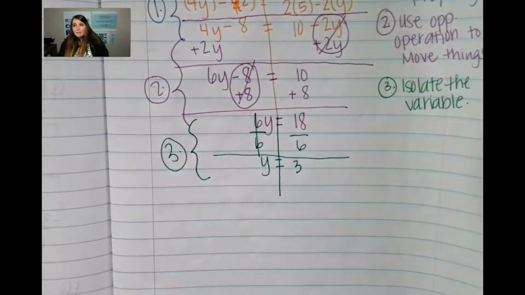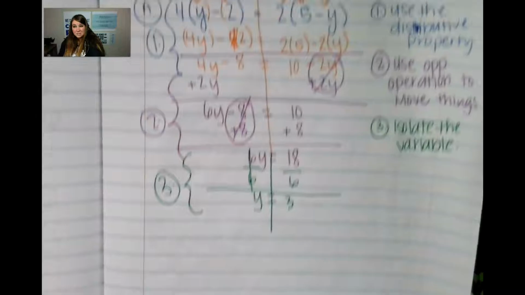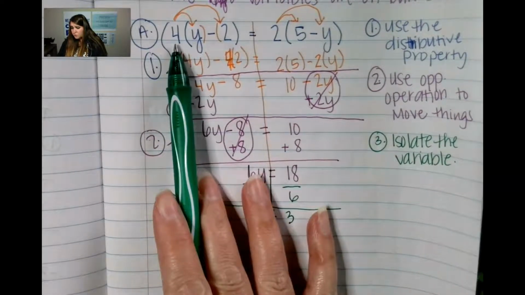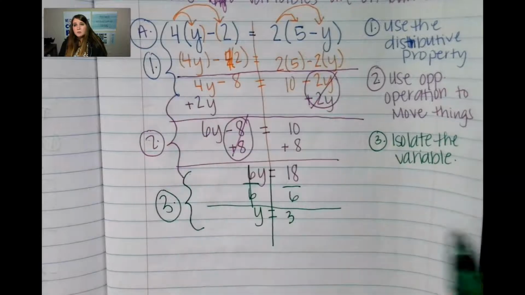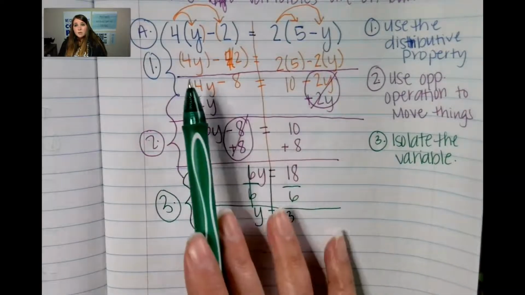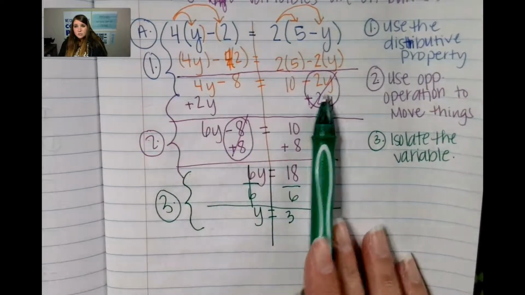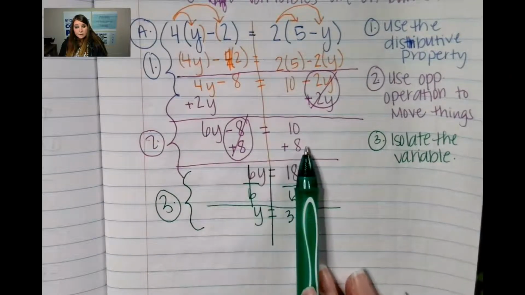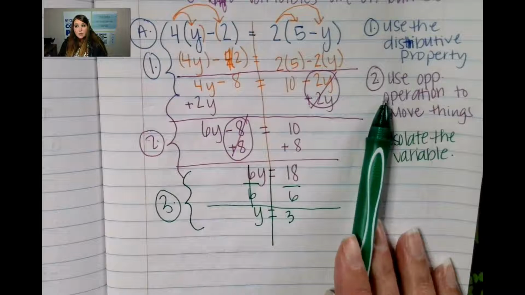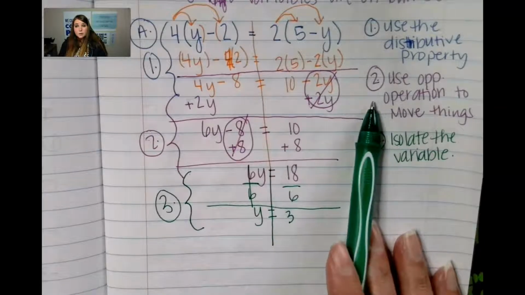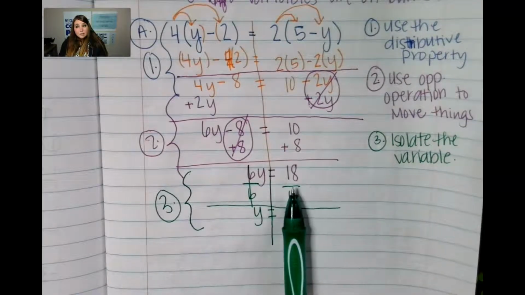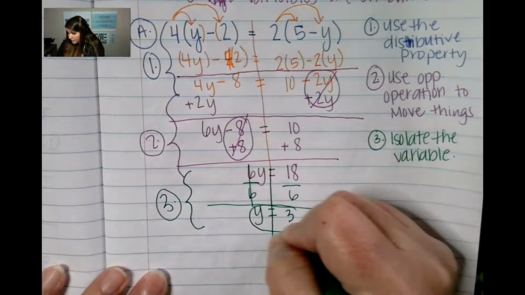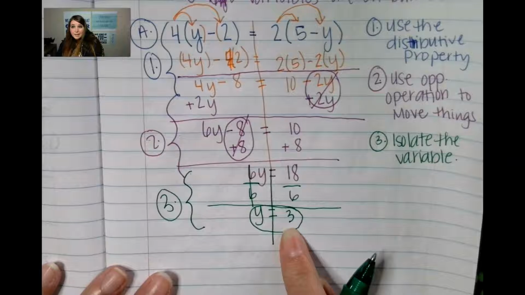So we really have three major steps that we need to do. One, look at this and we saw the distributive property, so we distributed. Two, we saw that we needed to move our variables to one side and our constants to the other side. So we used opposite operations, right? Then step three, we had to isolate the variable so that we could find out if this really truly was the right thing.